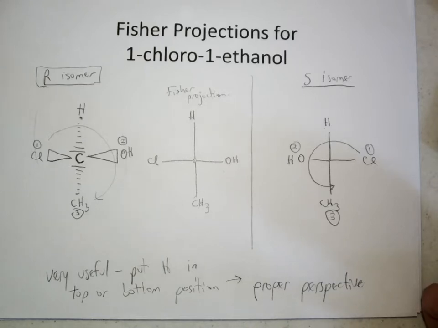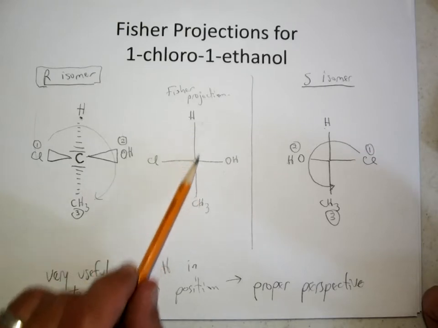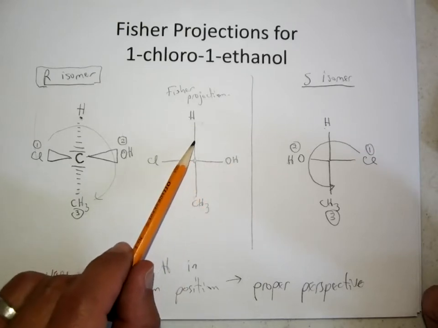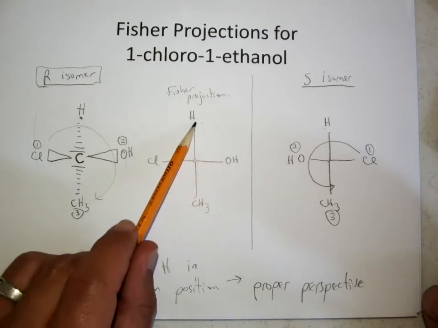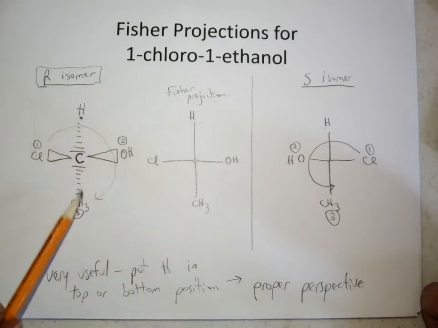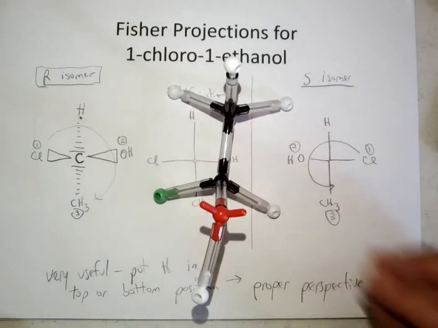So the Fischer projections are two-dimensional drawings that, because there's assumptions about the three-dimensionality of this, top and bottom things are pointing away from us, left and right things are pointing towards us, that makes it three-dimensional in our imagination. So there we go.